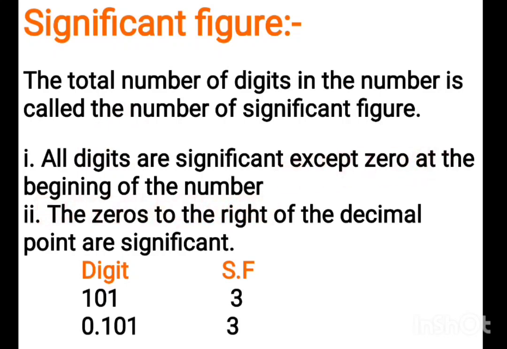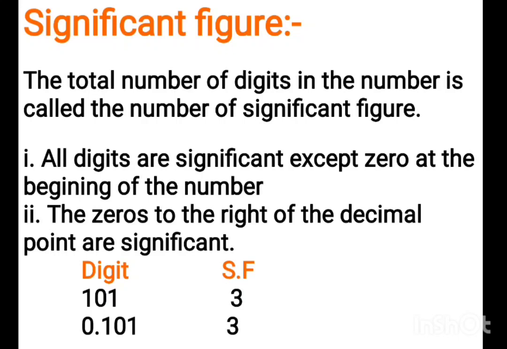Suppose you use 1500 rupees. The presence of 0 at the beginning of the number does not influence the number. Whether you say 1500 or put a zero before 1500, the zero has no utility. So it should be said that all digits are significant except 0 at the beginning of the number.